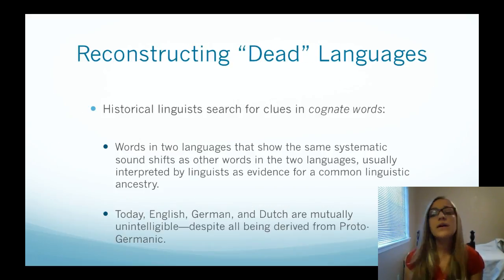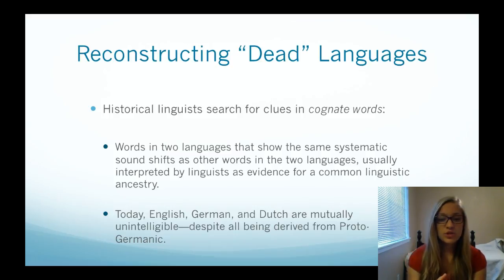And so to kind of recreate a dead language, what we can do is pretty similar to how we identify evolutionary characteristics outside of language. If we have two words in two different languages that are the same or sound very similar, then we can hypothesize that their proto-language shared that same word. So these are called cognates. These are words that show the same sound shifts in two separate languages. Okay, and so this would indicate common linguistic ancestry.